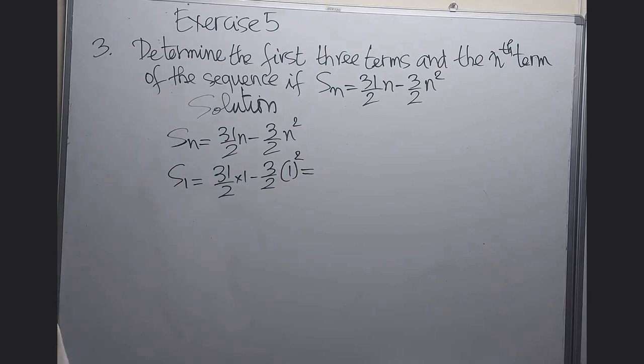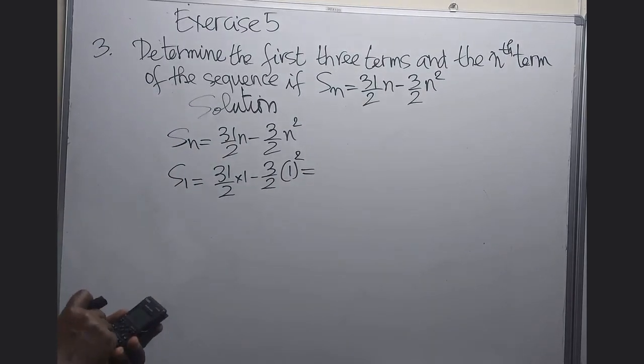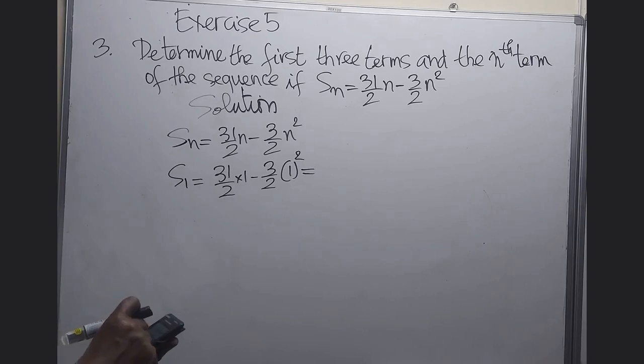Using our calculator, 31 over 2 minus 3 over 2, 1 squared.